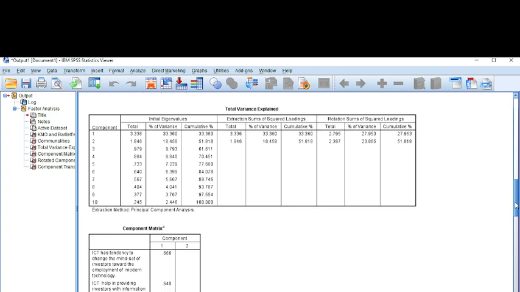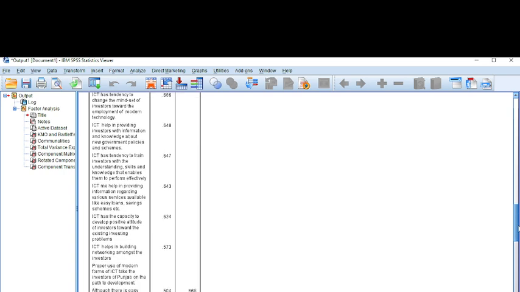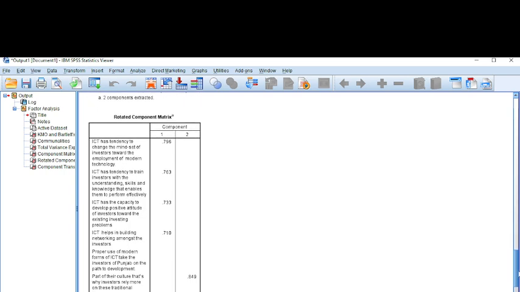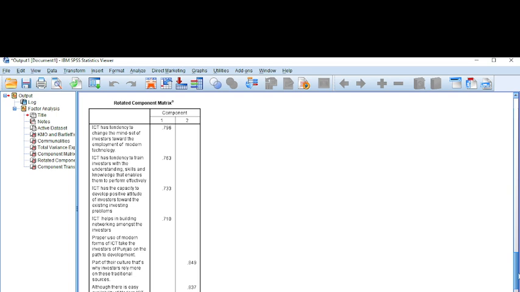Then the total variance explained is 51.818 in two factors. So I've got two factors out of my data and they account for 51.81% of my objective of study, giving me 51.8% of the explanation of why ICT is used by investors. The component matrix is this way, but I had given the command of sorting it, so I'll get it in a rotated component matrix. A rotated component matrix gives me these factors in an arranged order, in descending order.